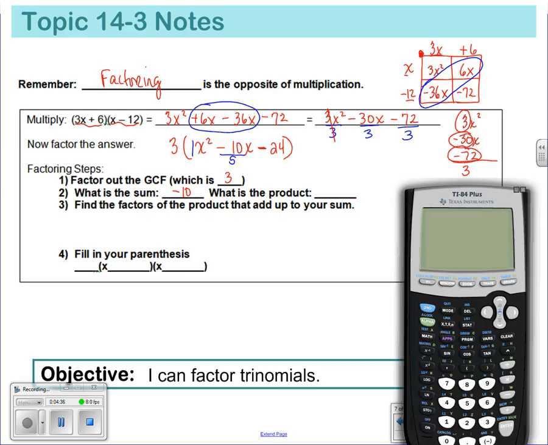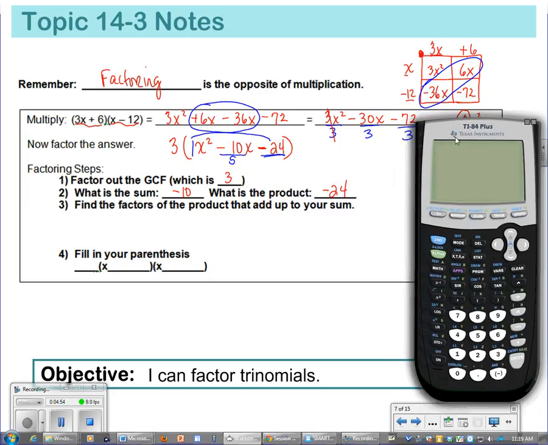This coefficient is a 1, since it's not shown. So we're doing 1 times the very last number of negative 24. Our product is a negative 24. We need two numbers that are going to multiply to give you negative 24, but will add to give you a negative 10. So we need to figure out what those factors are. Again, what multiplies to give you negative 24, but add to give you negative 10.